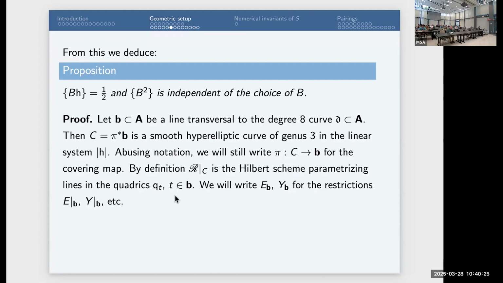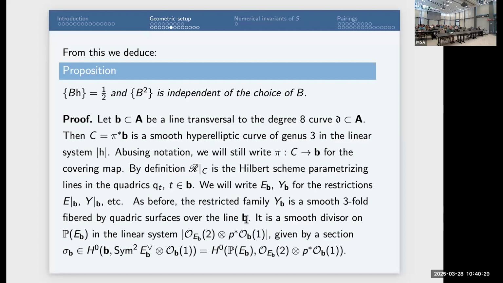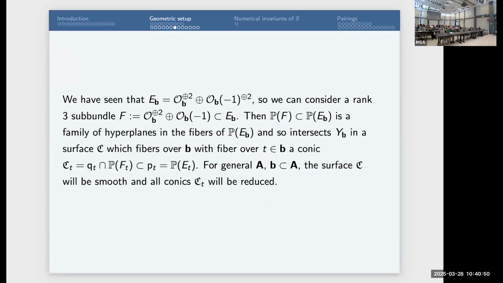So let's just try to write E sub B and Y sub B for short. As before, we said that Y should be the smooth threefold. It's fine with the quadratic surfaces, but now it's over the line. It's a smooth divisor over P1 to the relation of B within a system 2 over 1, thereby an exclusion section. And we work out what the E sub B is. So that's 2 copies of O and 2 plus 2 copies of O minus 1.